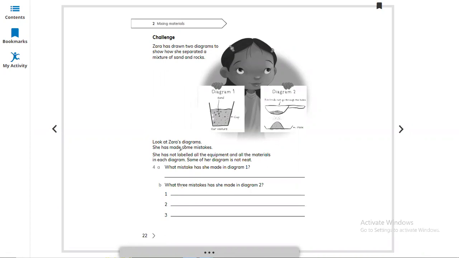She has not labeled all the equipment and all the materials. So in each diagram, some of her drawing is not neat. What mistake has she made in diagram 1? So let's start writing what kind of mistake she made in the first diagram.